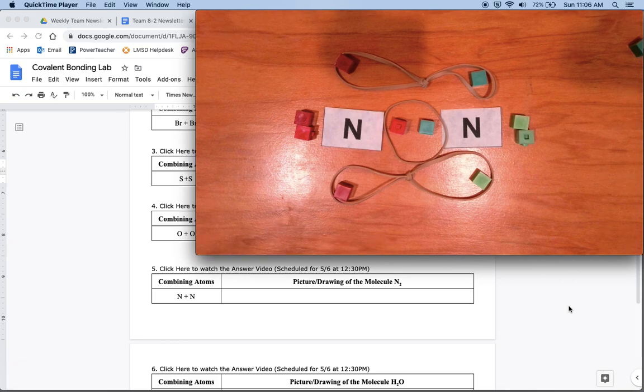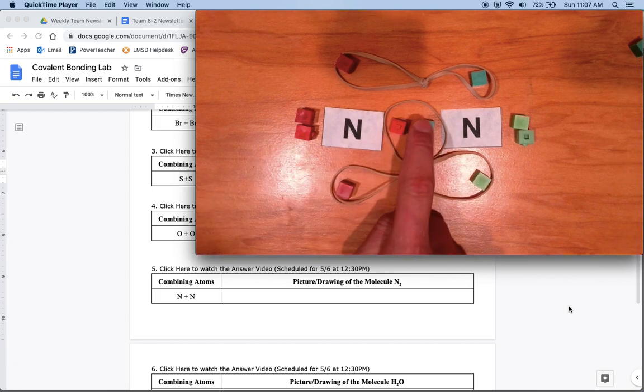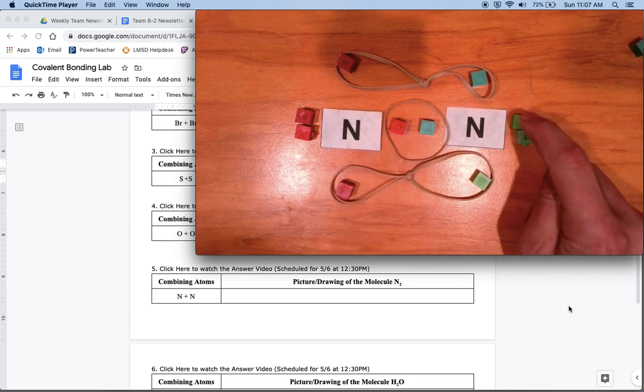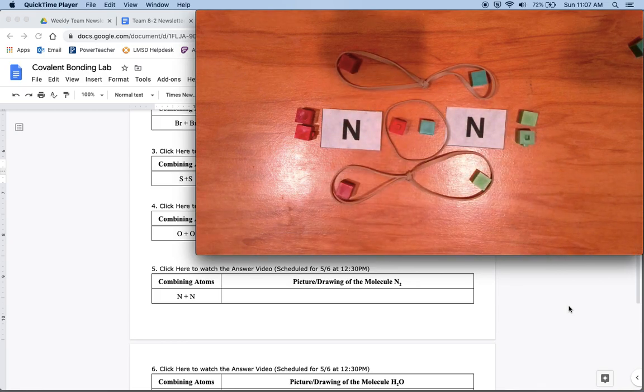But anyway, if I'm counting this correctly, I should have 8. I know it looks a little bit messy, but I go 1, 2, 3, 4, 5, 6, 7, 8. So this nitrogen has 8. Look at this nitrogen. I'm going to count the green ones first. 1, 2, 3, 4, 5, but then 6, 7, and 8 because they're in the bonds, right? So that means that both nitrogens have a full outer ring. We're good. Let's move on to the next one.